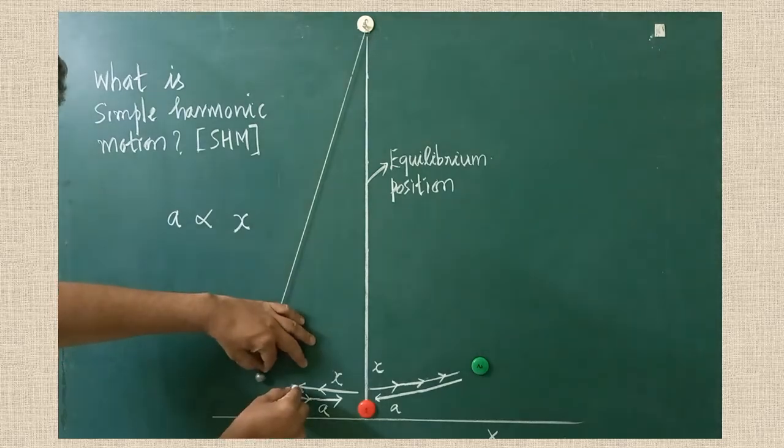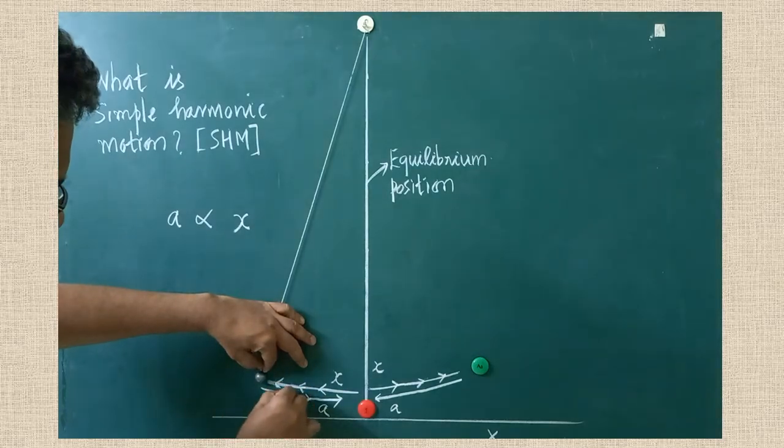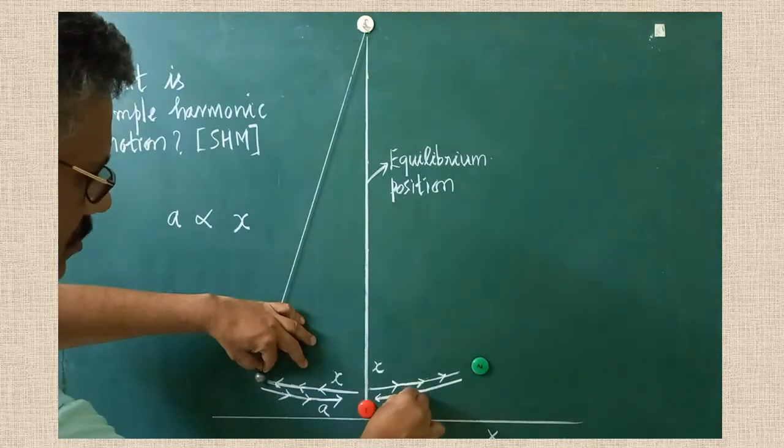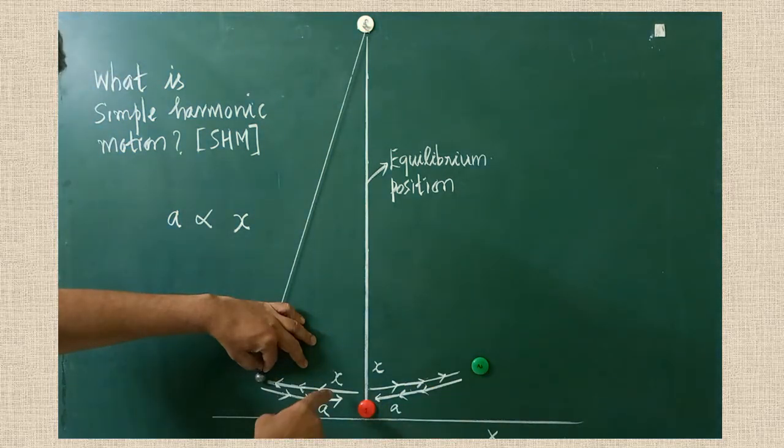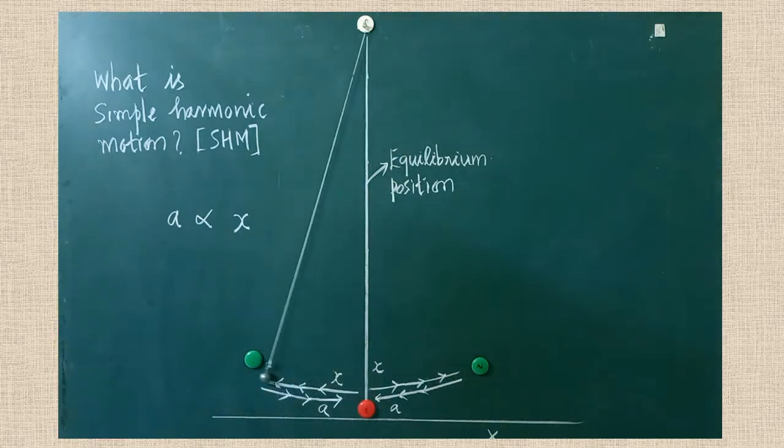If it is further displaced, what happens? The displacement is still greater, acceleration also becomes greater, but it is acting in the opposite direction. Understood? The main important thing is that acceleration and displacement are directly proportional to each other, but they are acting in the opposite direction. Now look at that.